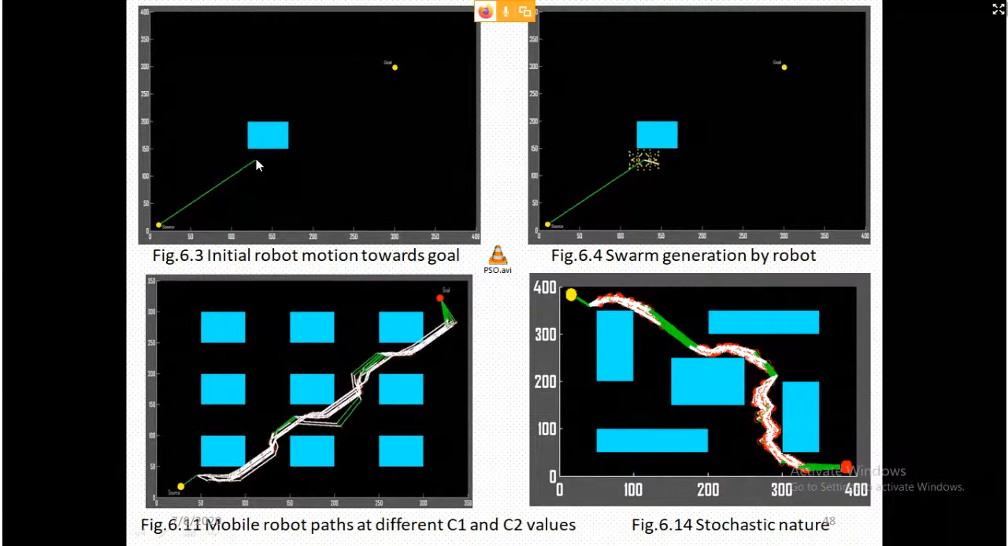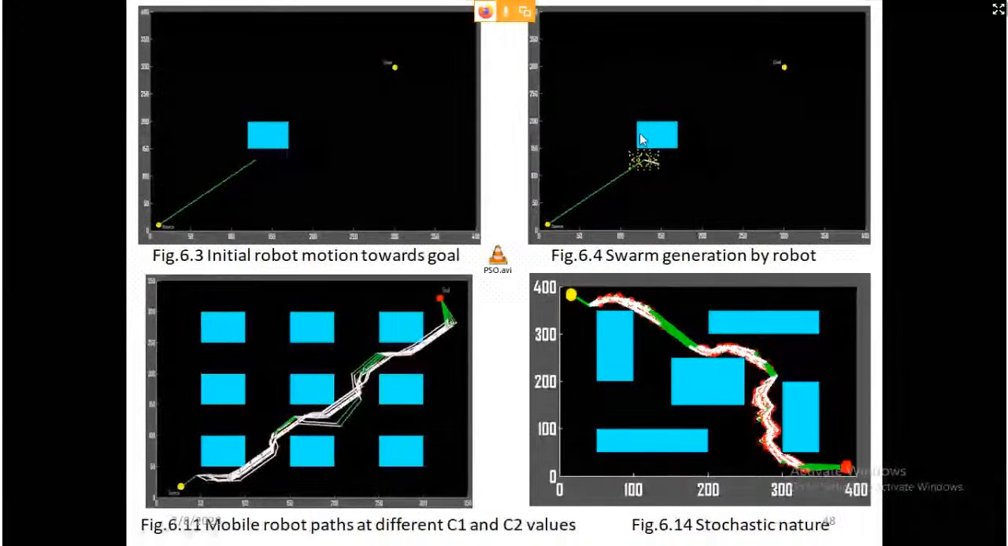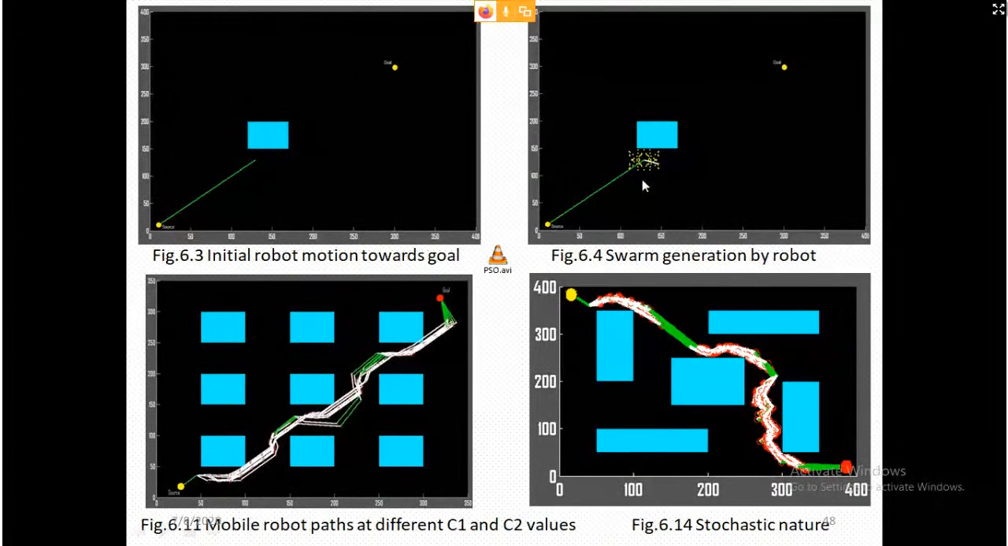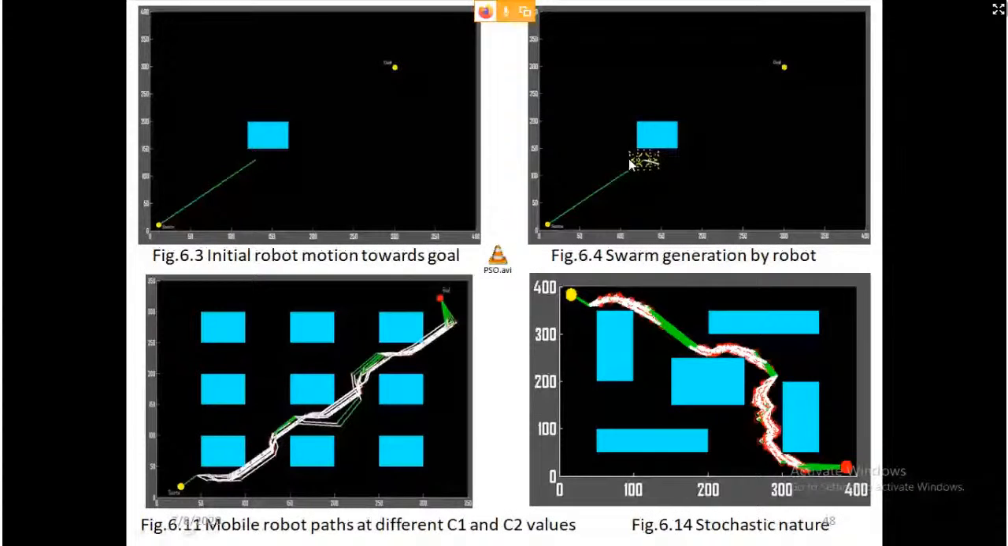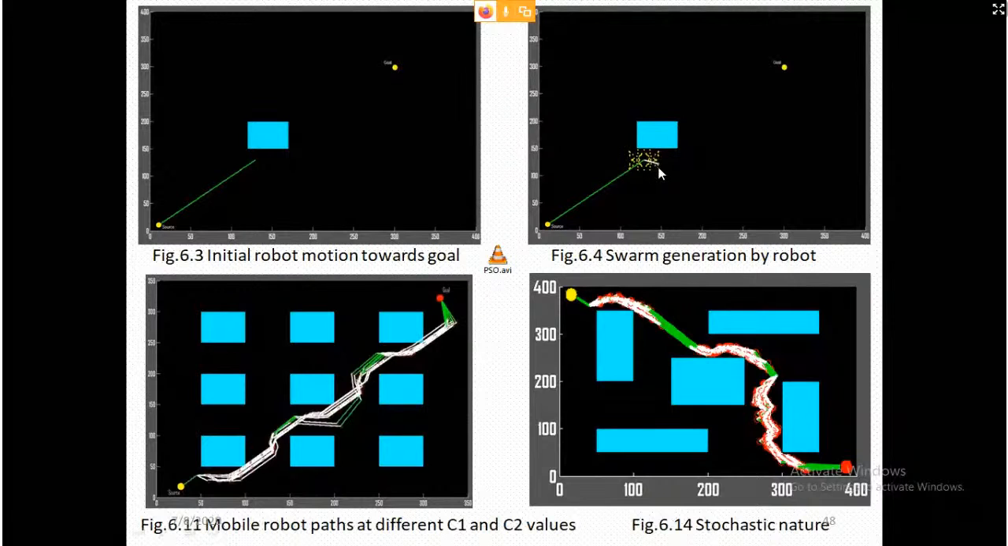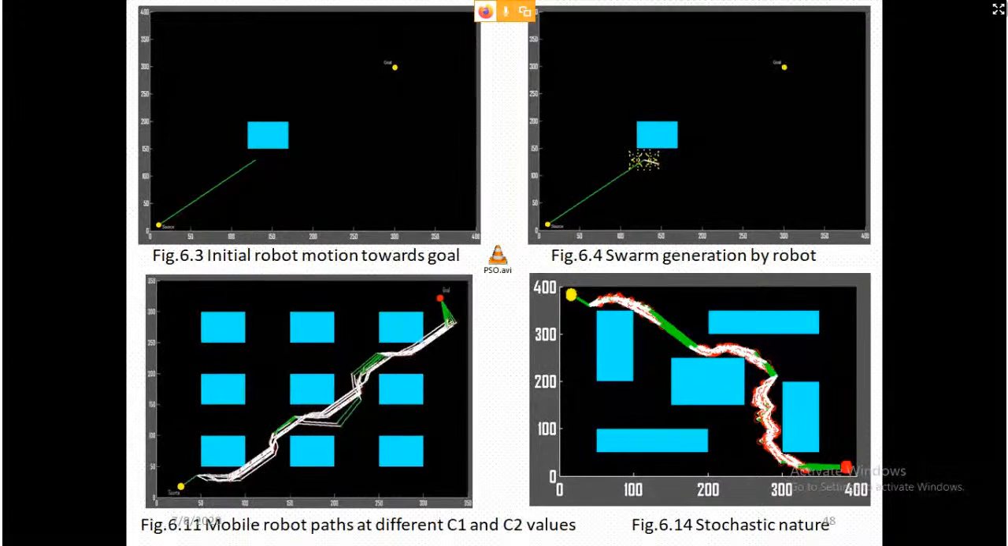The robot keeps moving until some object is sensed within its sensing region. Now, if you see here, the robot has sensed some objects. Since the objects are present, the robot is thinking, where shall I go? Then the particle swarm optimization will be activated. To activate it, initially I am generating some population within the sensing region. This is the sensing region of the robot, and within it around 80 particles are generated with initialization of their positions and velocities.